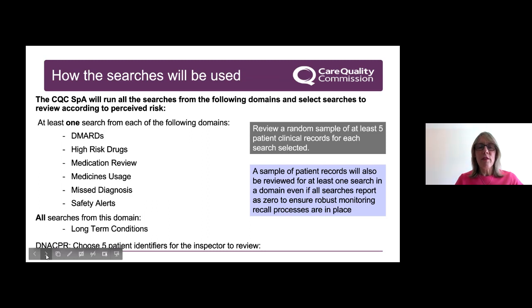We are now aware that many of you will be working on these searches, and what we want to ensure is that practices have got safe systems and processes to ensure regular recall and call for these patients so that they achieve the monitoring at the intervals that are required. So if all the searches in a particular domain show a 0 when we come, that's fantastic, but we will also be reviewing those 5 patient records for one of those searches to check that the results haven't just been done before the inspection, but have been done on a regular basis to ensure that robust monitoring recall processes are in place. So I'm going to go through each of these different categories now. If you could put the next slide up, please, David.